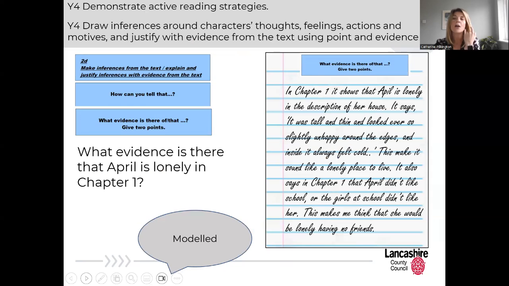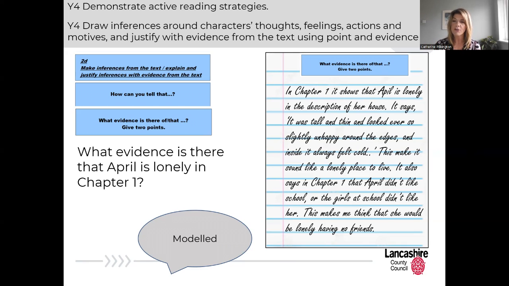The next day, we might develop that into a modelled shorter writing opportunity. And you can see that we have been using there our reading domain question prompts. Those are on our website. And we are focusing in on inference and backing up our points with some evidence. So you can see the question that we have posed is, what evidence is there that April is lonely in chapter 1? Now, obviously, we've got all of those notes up on the roll on the wall.